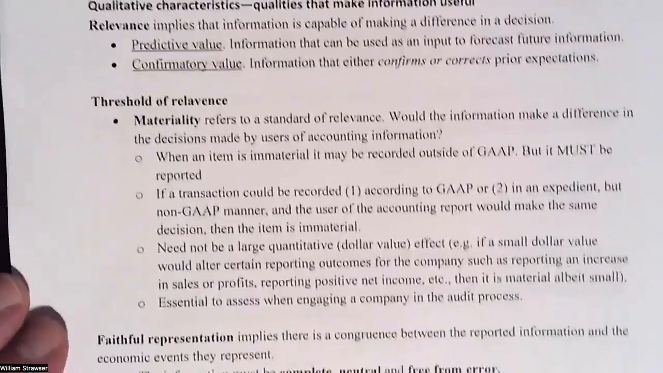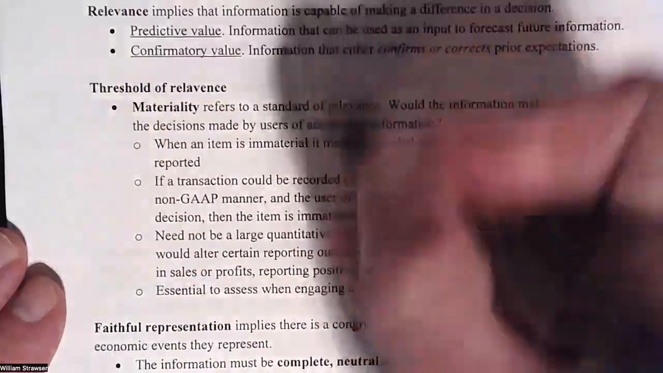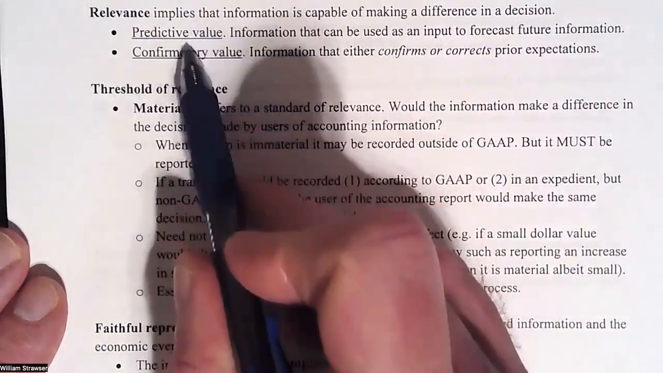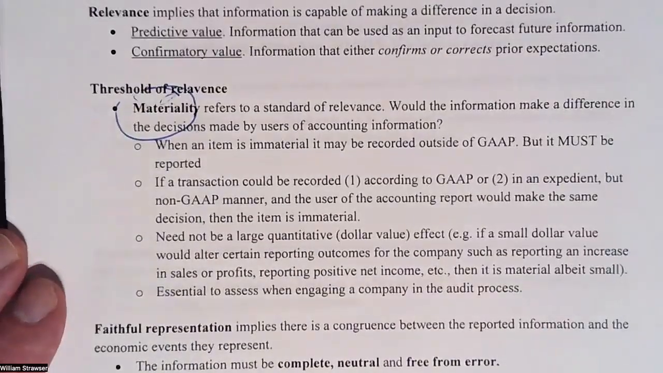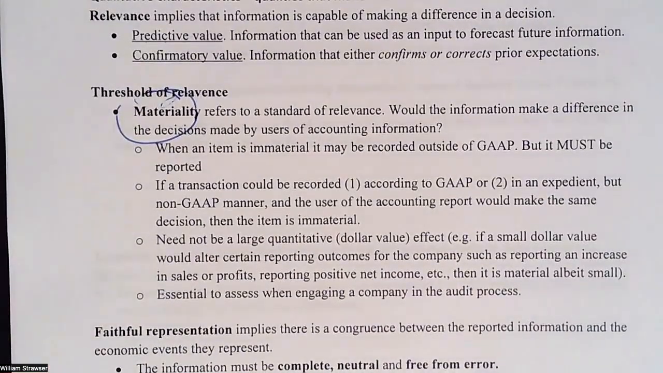One term that you might not be familiar with, though you are probably a little bit more familiar with relevance, predictive, confirmatory, is materiality, right? Materiality is a standard of relevance. It's a threshold of relevance. If something is material, then it would make a difference in a financial statement user's decision. So if something is material, then we have to apply GAAP, right?